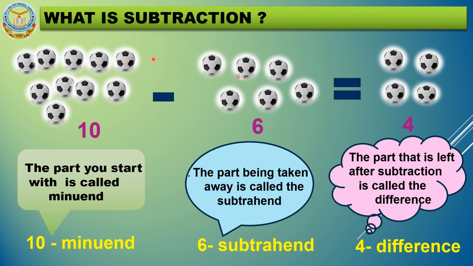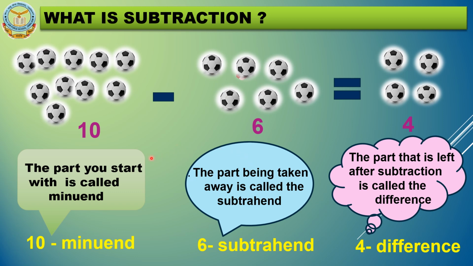Parts of subtraction. Subtraction has 3 parts: minuend, subtrahend and difference. The part we start with is called minuend. The part being taken away is called subtrahend. The part that is left after subtraction is called difference.